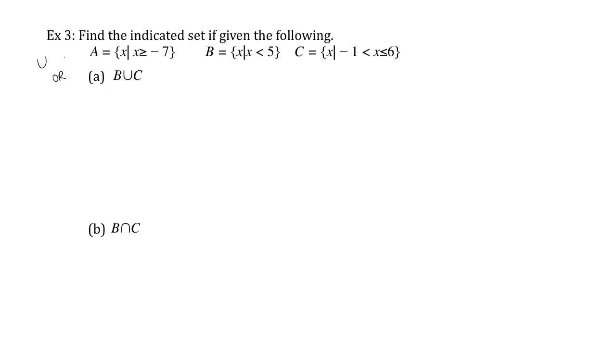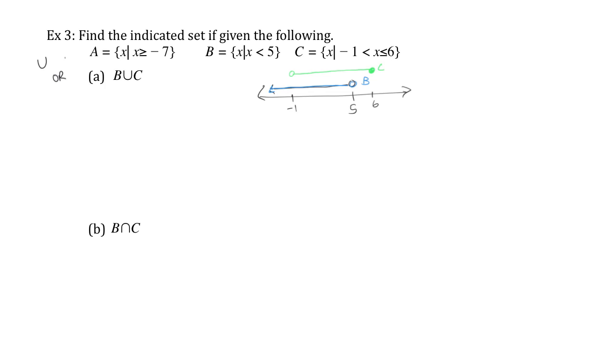All right, so let's just visualize this. B is everything less than 5. So here's my 5. I can't be 5, but I can be everything less than. So there's my B. Okay, and now C is going from -1 to 6, and I can not equal -1. It's -1 is less than x, so x is not the same as -1, and then it goes up to, can be equal to 6. So either one or the other.